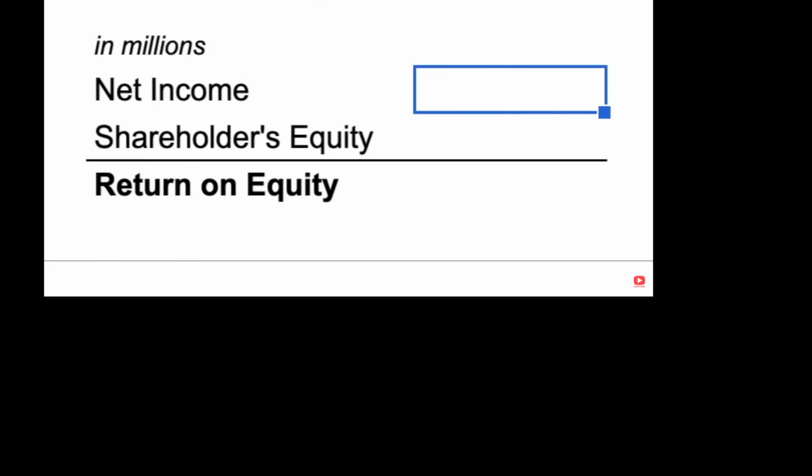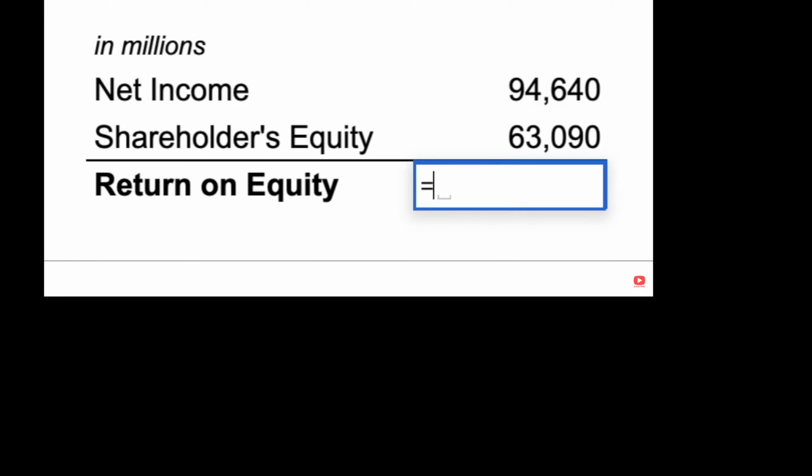So for Apple, we take the company's net income for 2021 of $94,640 and divide it by the total shareholders' equity of $63,090. This leaves us with a return on equity of 150%. Generally speaking, the higher this number is, the better. The most useful thing to do for this number is to compare it to that of the company's competitors in the same industry. Samsung is one of Apple's competitors. Want to take a guess on what their return on equity is?